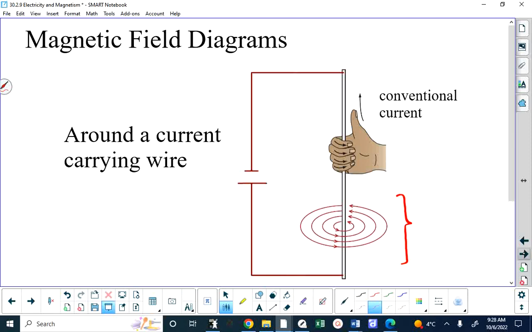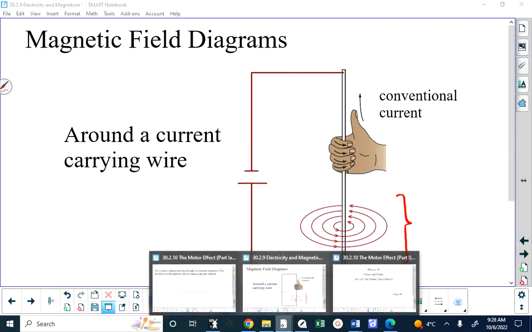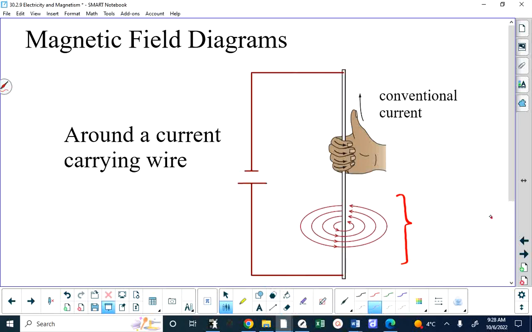Well, right, these field lines are evenly spaced here, and they're not. We know that when you get further away from the wire, the magnetic field will decrease. I just haven't had time to update that diagram in this particular file.